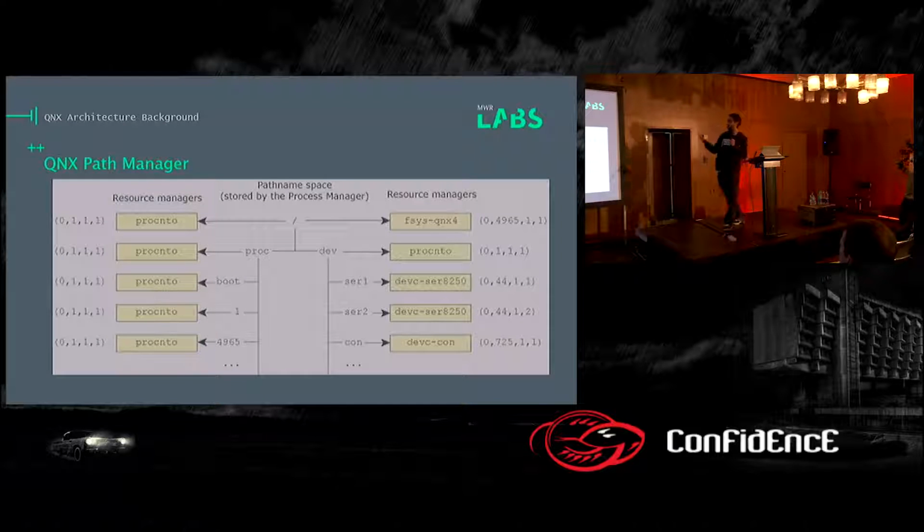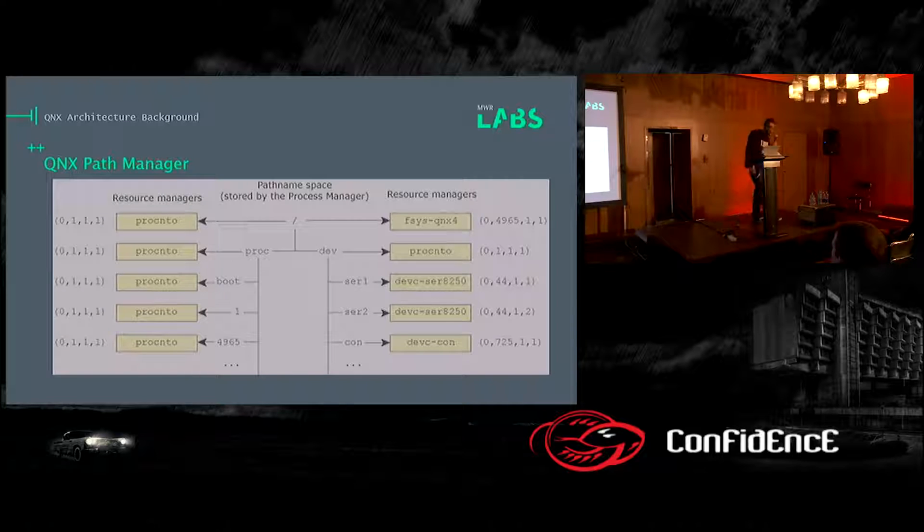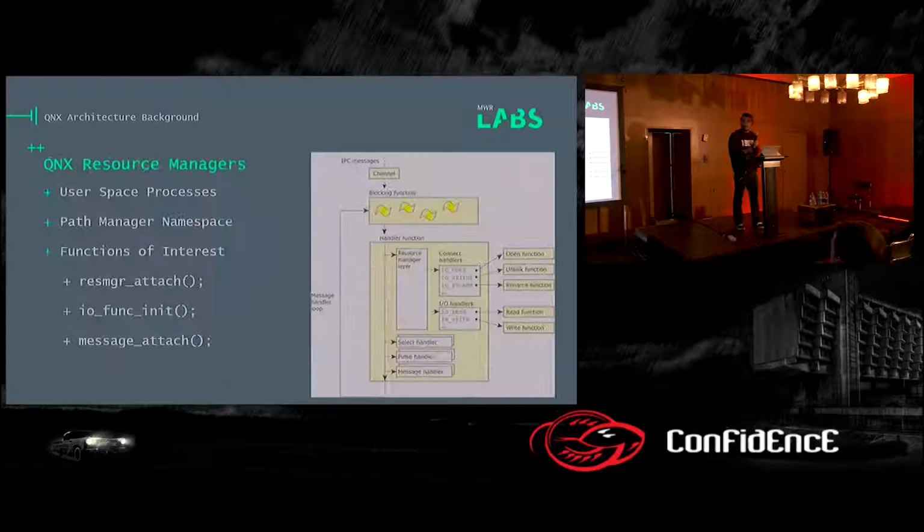But if you, for example, access /dev/serial1 or serial2, there will be a different process that will handle this. It won't be the process that's responsible for the file system access. It will be a different resource manager who's registered responsibility, claimed responsibility for this particular subset of the file system. Resource managers can register dynamically at runtime again and can dynamically claim responsibility for this particular subset of the file system, and then can kind of cancel this responsibility and delegate it back to the path name manager.